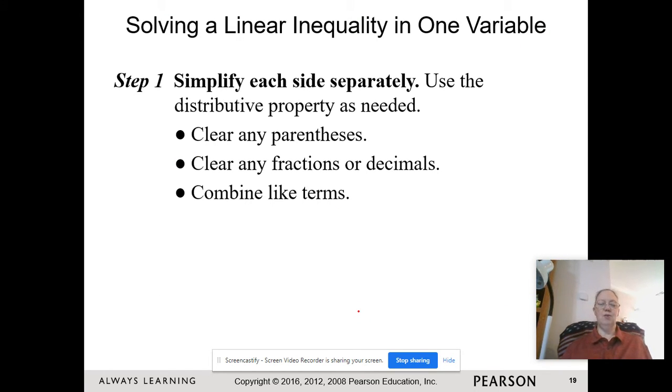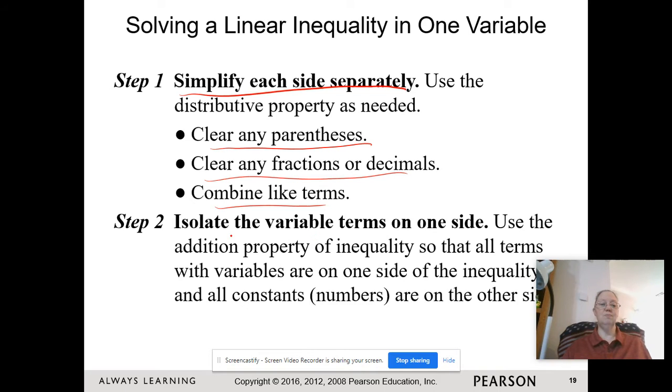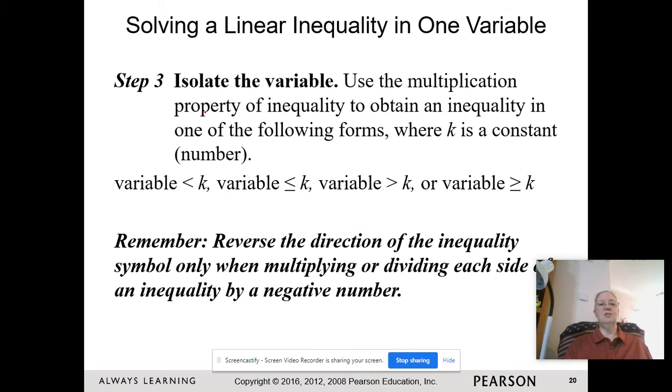Okay, so in general, you're going to simplify each side. That may include using the distributive property to clear any parentheses, clear any fractions or decimals. You may have to combine like terms. You're going to get the variable on one side, the number on the other, and then you are going to divide by the coefficient so that you can get the variable by itself. Super important, guys. Don't forget, reverse the direction of the inequality symbol only when multiplying or dividing by a negative number.